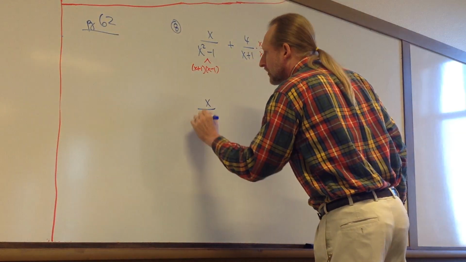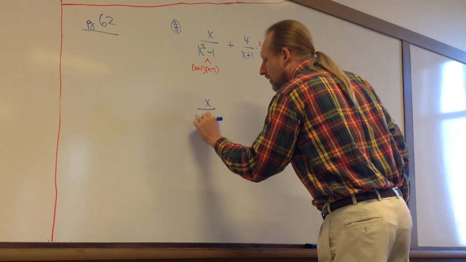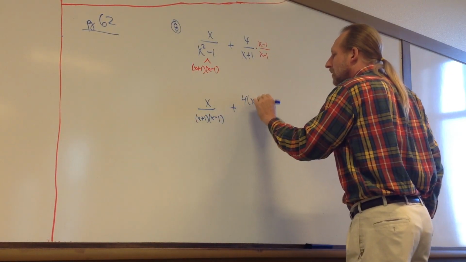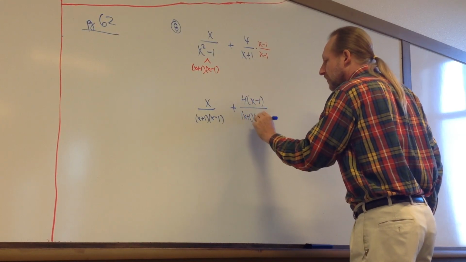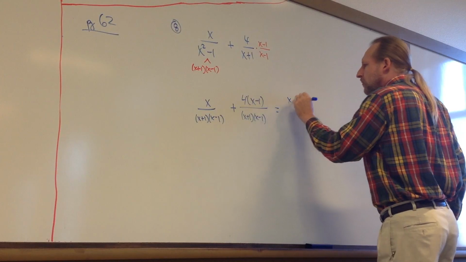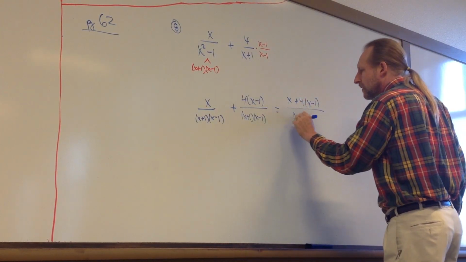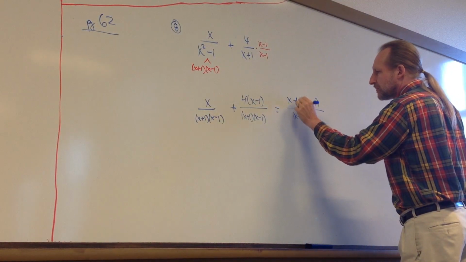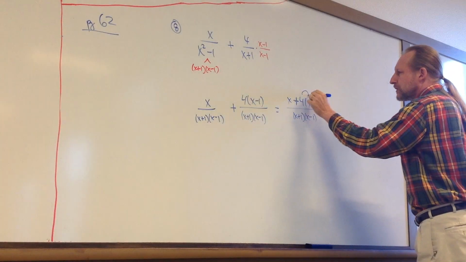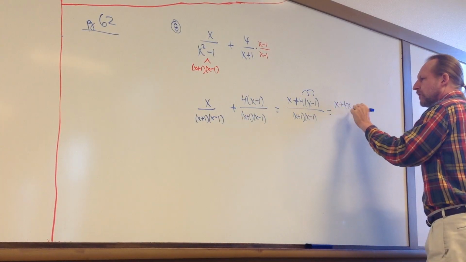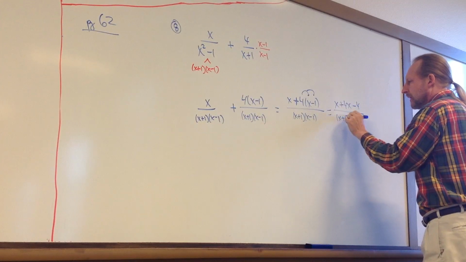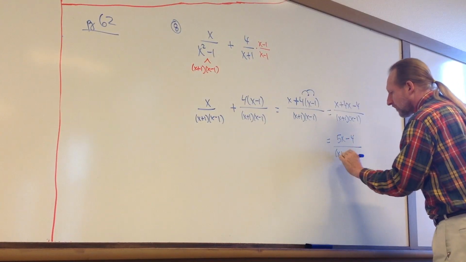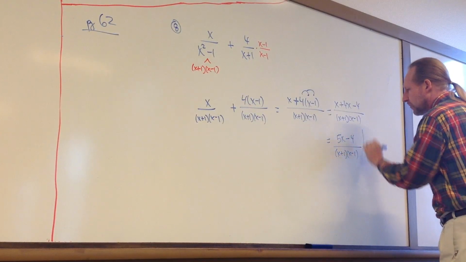So this will be x over, I'll write it as x plus 1 times x minus 1, and then plus 4 times x minus 1 over x plus 1 times x minus 1. And then we'll write it as a single fraction. Remember, you can't cancel those. Here, it's a plus sign that's preventing us from doing that. So we're going to distribute here. We'll get x plus 4x minus 4 over x plus 1 times x minus 1. And so this will be 5x minus 4 on top, and x plus 1 times x minus 1 on the bottom.